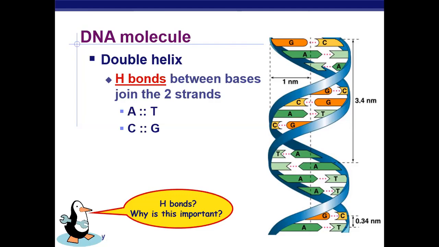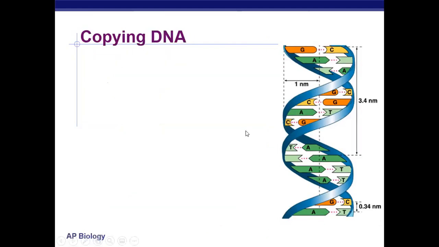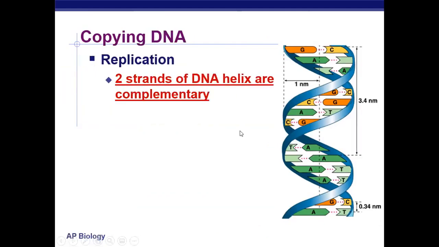Okay, the reason being, your time is up. You have to be able to easily break them apart so that you can copy the DNA templates. To copy DNA, you have to understand that the 2 strands of the DNA helix are complementary, which you do understand. If you know that a G is here, then a C is going to go here. If an A is here, a T is going to go there.